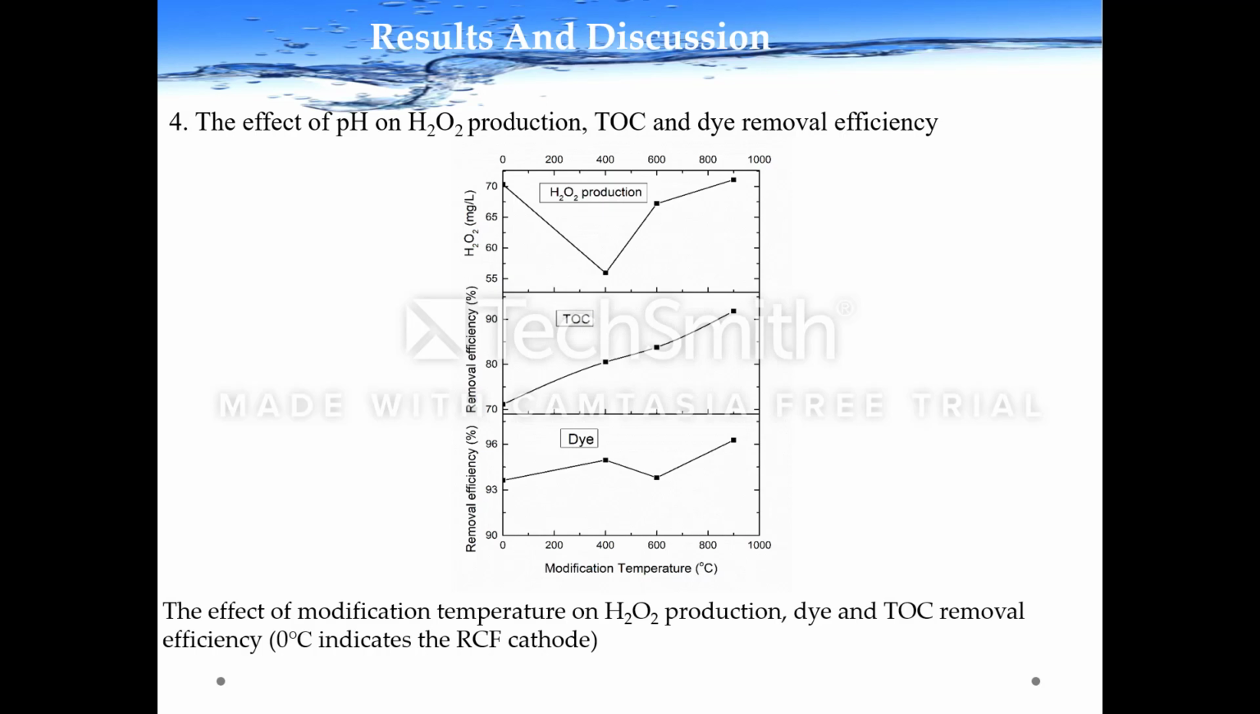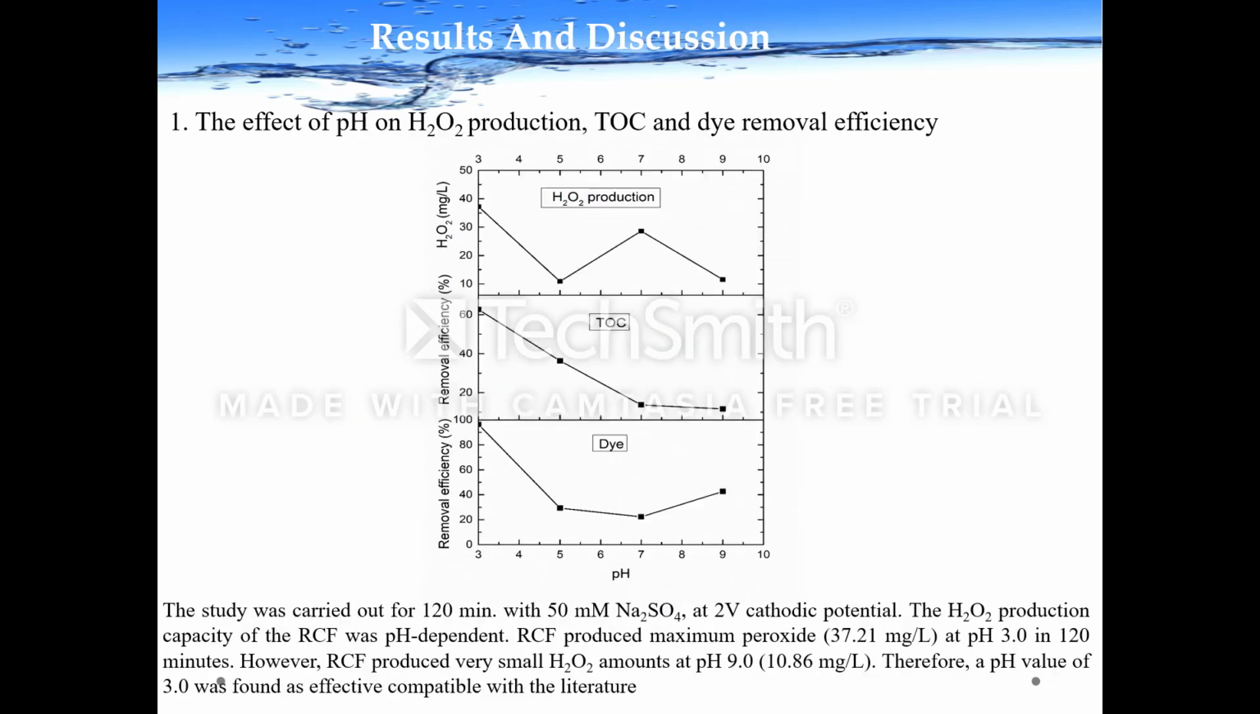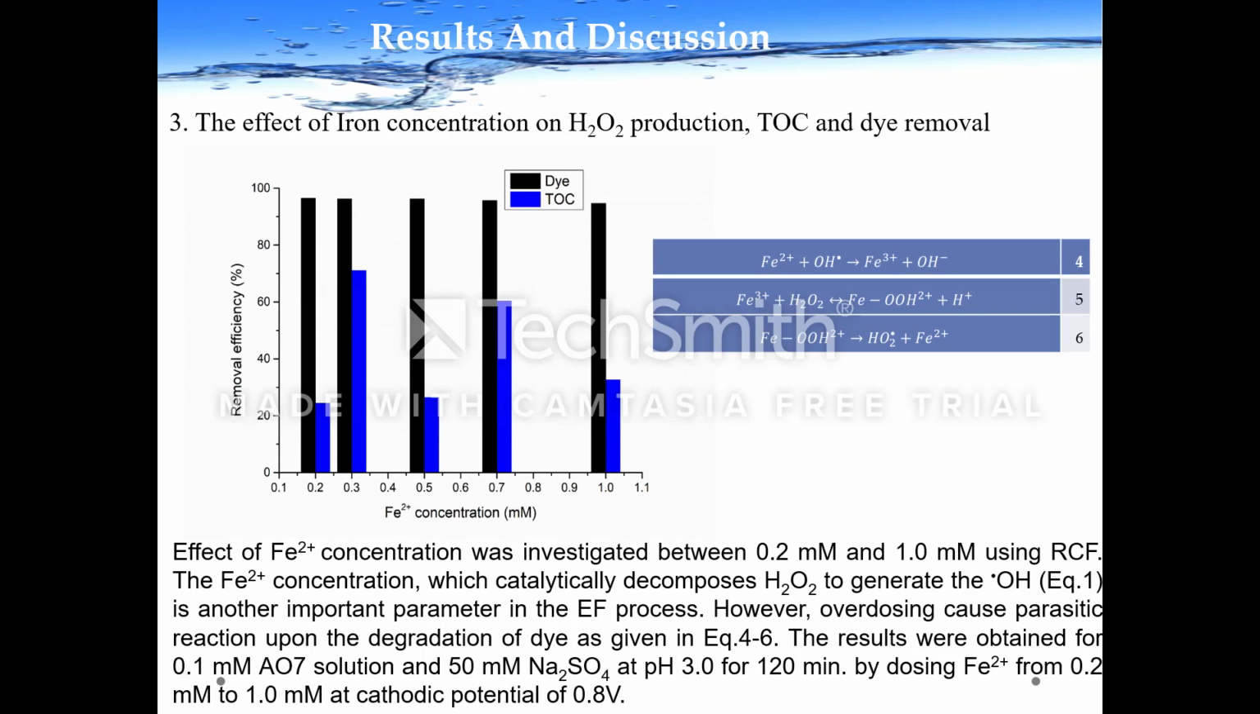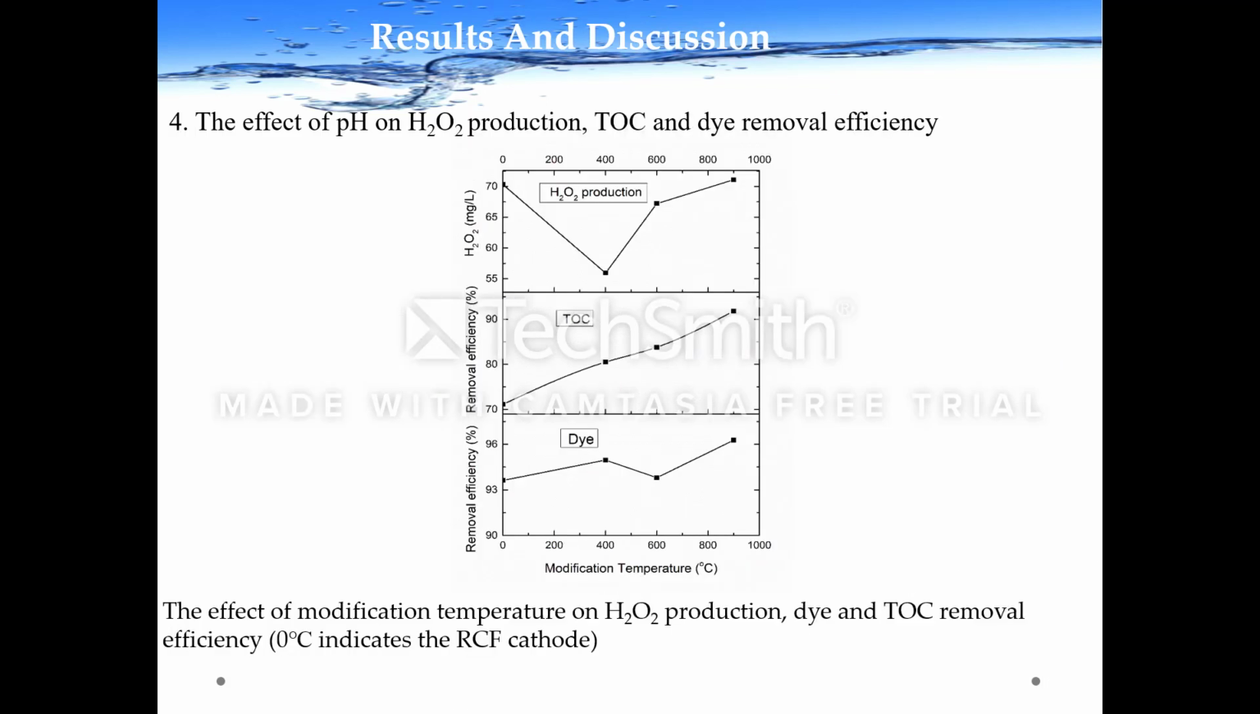After determination of the optimum pH, cathodic potential, and iron concentration with raw carbon felt, we started the second stage of our study. In this stage, we modified the raw carbon material at different temperatures. As you see, we obtained the maximum peroxide and dye removal efficiency at 900 degrees Celsius.